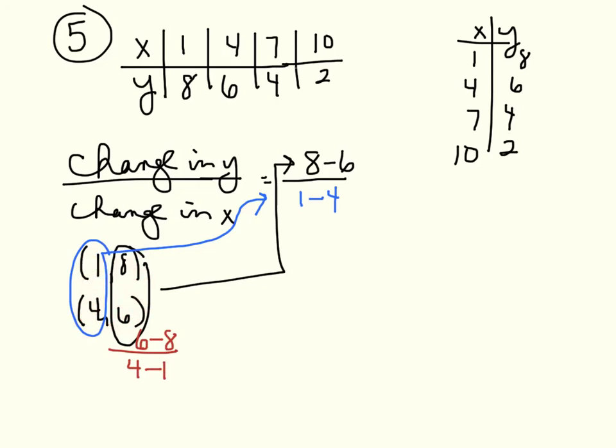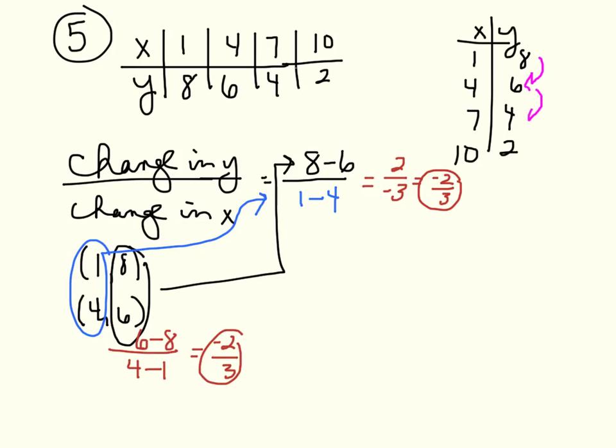Now notice what happens here. In the top one, 8 minus 6 gives me 2 over negative 3, which means my slope is negative 2/3. Over here, 6 minus 8 is negative 2, 4 minus 1 is 3, also gives me negative 2/3. So your slope is negative 2/3. Here's another way to get the slope of negative 2/3.